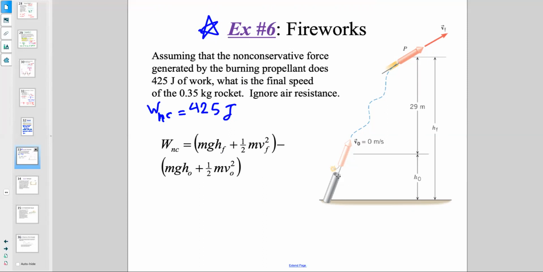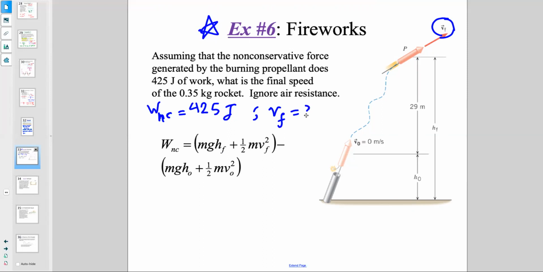Okay, so we're looking for final velocity here. Initially, the initial velocity is zero at the beginning, and the initial height is h0. Final height is 29 meters, but we want to look for final velocity. So we're looking for v final. That's what we're looking for.